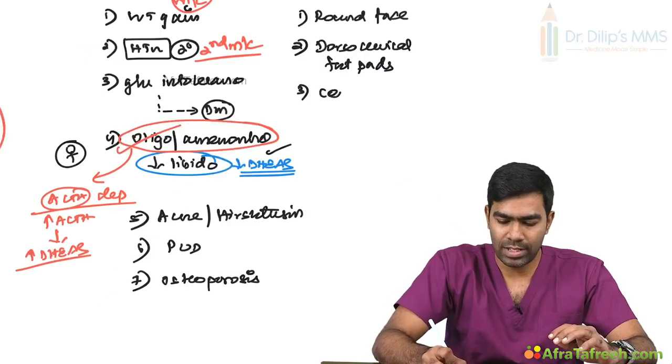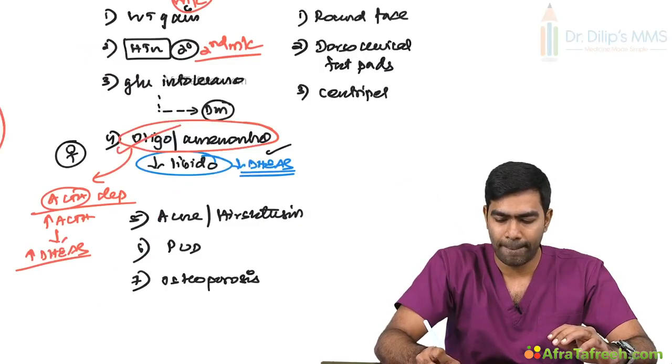For that, they can result in this buffalo hump and especially the supraclavicular fat pad. This is a dorsocervical fat pad. Especially the supraclavicular fat pad is very, very specific for Cushing syndrome. Supraclavicular fat pad, this fullness of the supraclavicular fossa. And number three, which is relatively specific, is centripetal obesity.